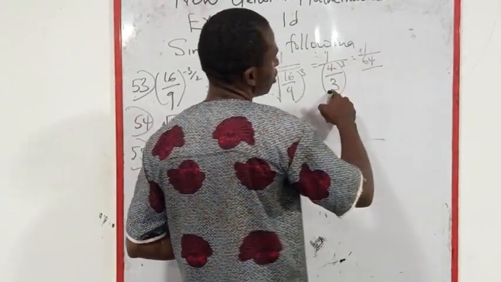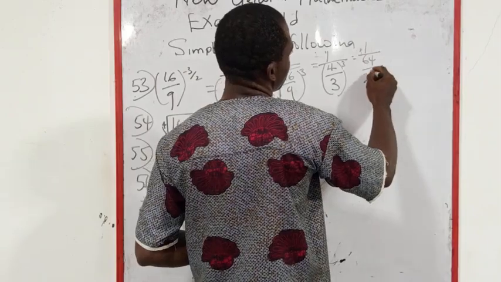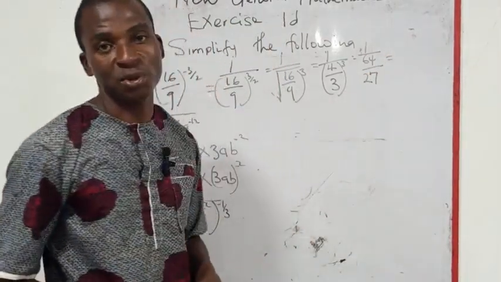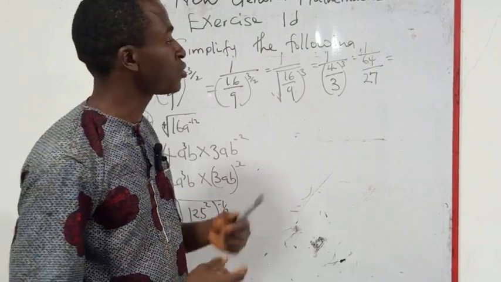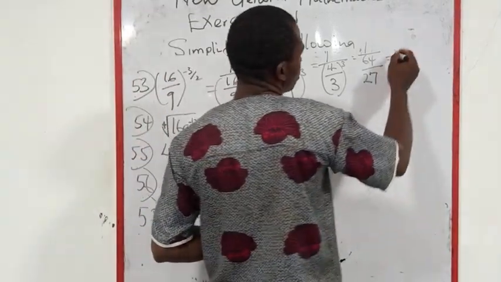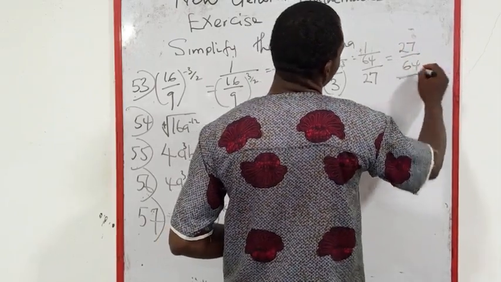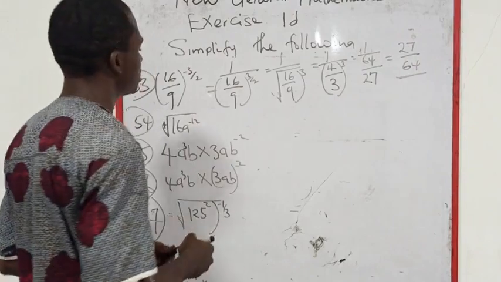The 3 raised to power 3 is what? 27. If you follow the inversion we have been doing, I don't want to go through that process again. We've been doing it in all the questions we've been solving. It's going to be 27 over 64. So there's no big deal. That is what we have arrived at.